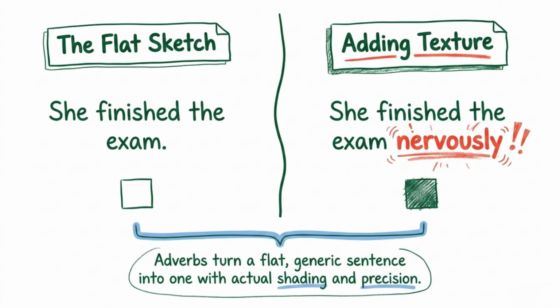The flat sketch versus adding texture. Compare these two. She finished the exam, and she finished the exam nervously. The first is a flat sketch, technically complete, but generic. The second adds real shading. One word, nervously, turns a bare fact into a moment you can actually picture. That's the entire power of an adverb in a single example.